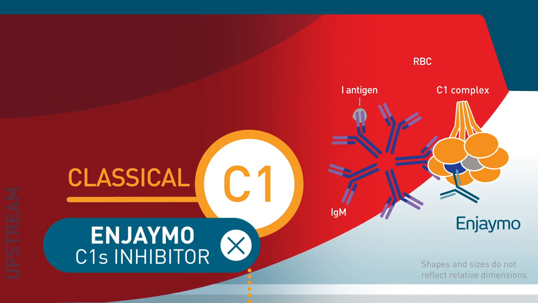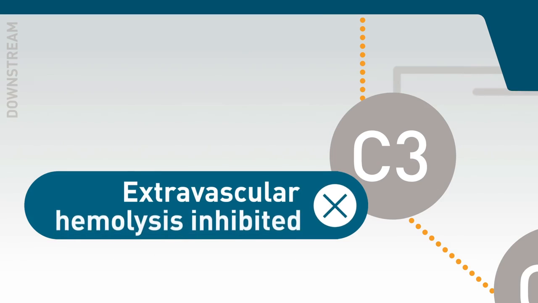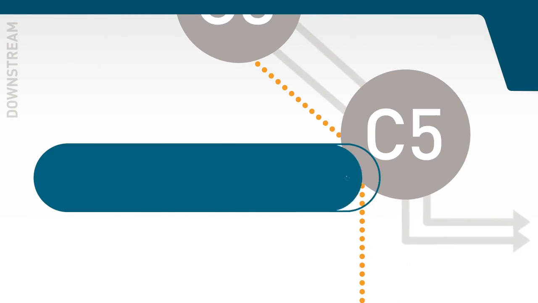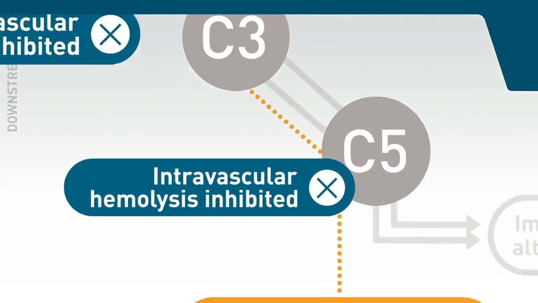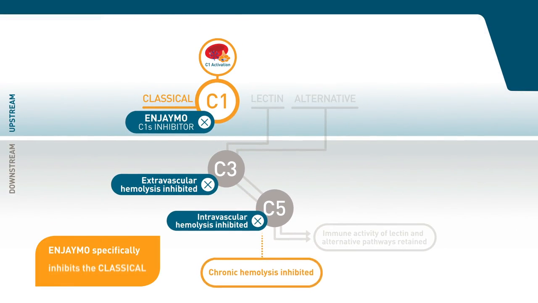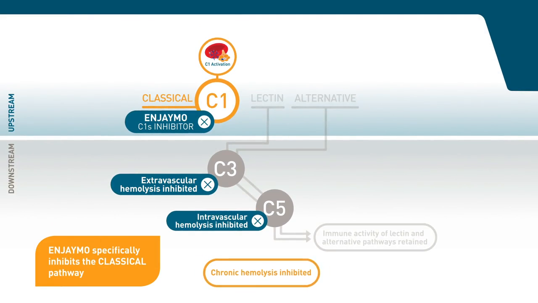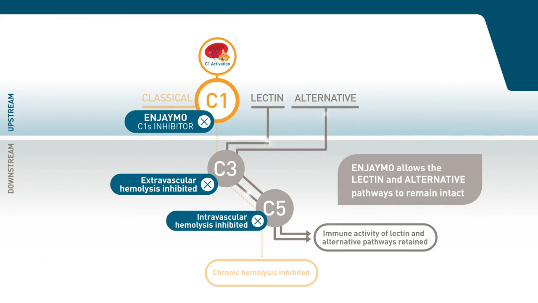The targeted inhibition of C1-activated hemolysis by ENJAYMO, in turn, inhibits extravascular hemolysis, the predominant form of hemolysis in CAD. It also inhibits intravascular hemolysis further downstream. By targeting C1s upstream in the classical pathway, ENJAYMO specifically inhibits downstream classical pathway activity. Meanwhile, ENJAYMO retains the important immune surveillance functional activities of the lectin and alternative pathways.